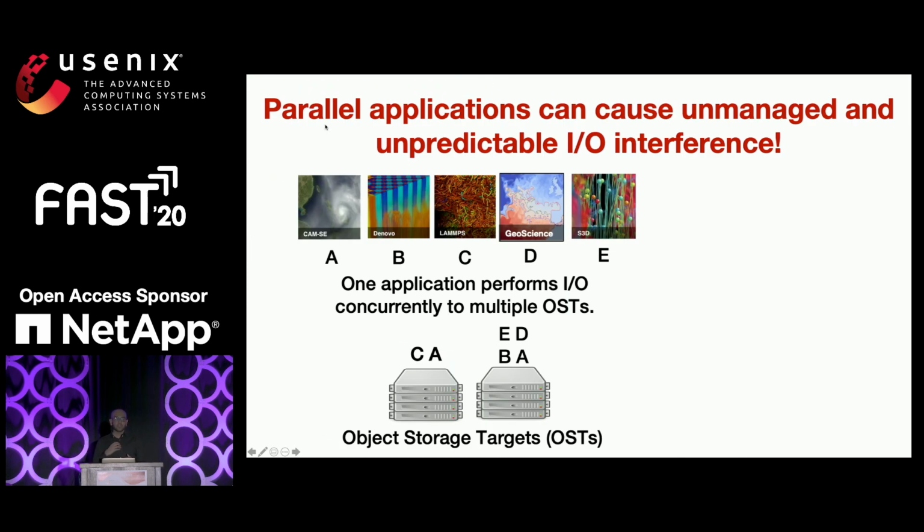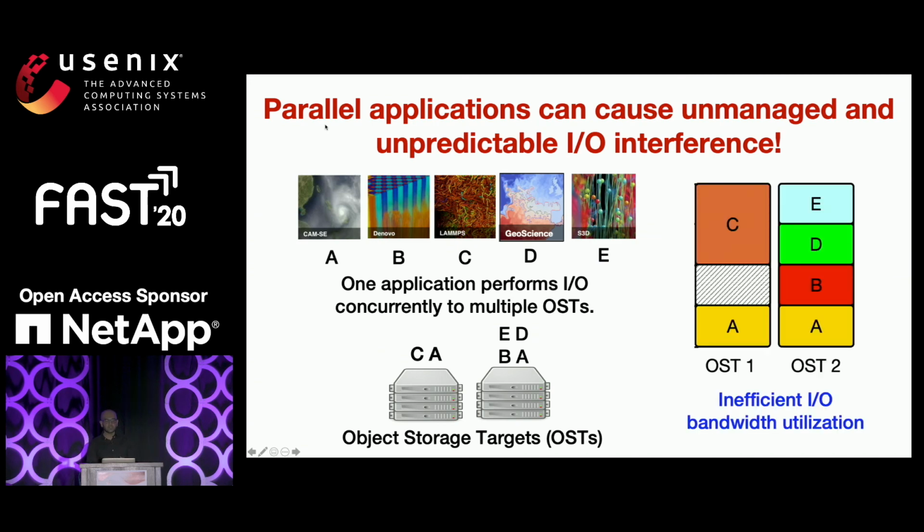Parallel applications perform their I/O in parallel, and they're all using shared resources. This can, for obvious reasons, cause unmanaged and unpredictable I/O interference between applications. In this example, let's say we have 5 applications, A, B, C, D, and E, and 2 OSTs. On the first OST, applications A and C perform their I/O, and on the second OST, we have applications A, B, D, and E. As we can imagine, OST 2 has twice the contention of OST 1. That's why application A, which performs I/O on both OSTs, would experience slower I/O progress on the second OST.